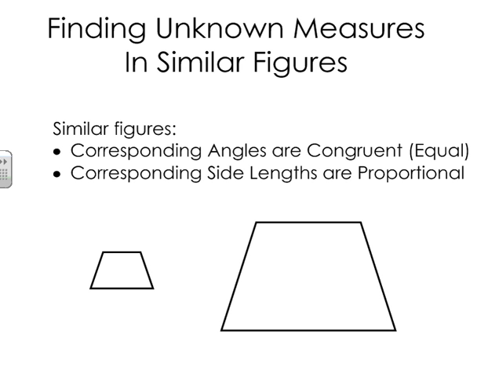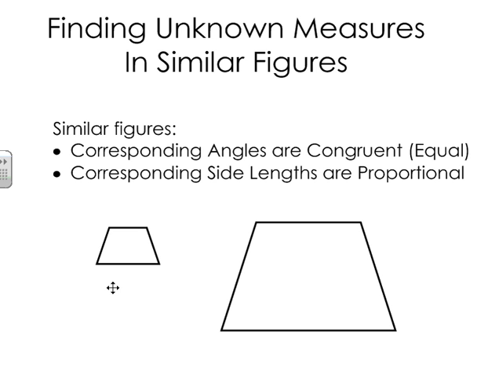These are notes on how to find unknown measures in similar figures. Remember from before that in similar figures, corresponding angles are congruent, so that means that each of the angles in the small trapezoid are going to match up with each of the angles in the larger trapezoid. So we can see just like that.